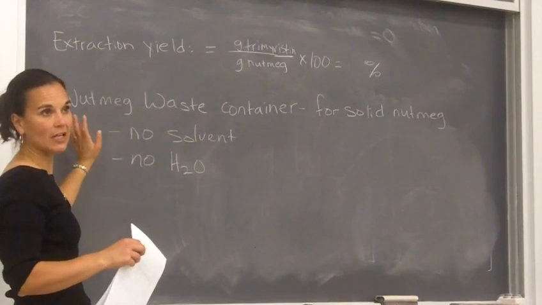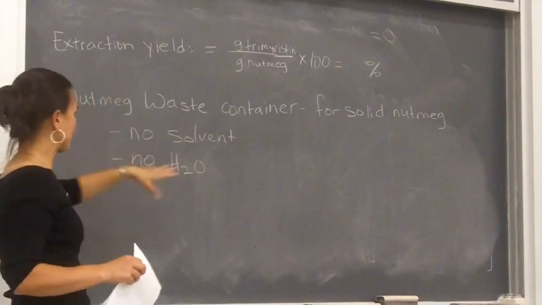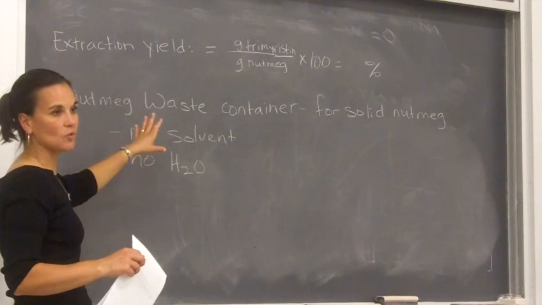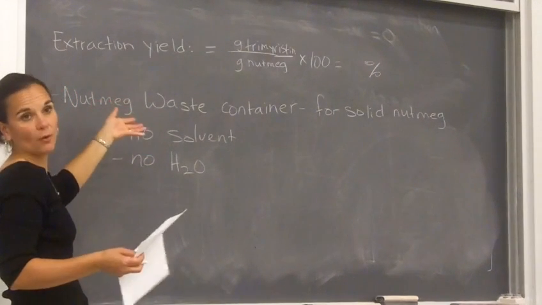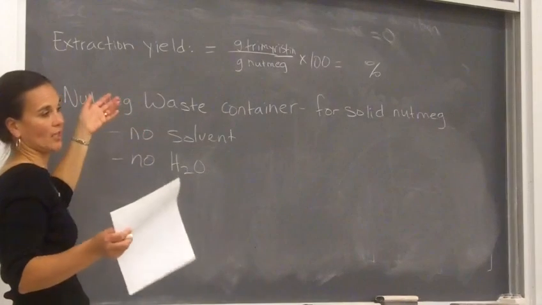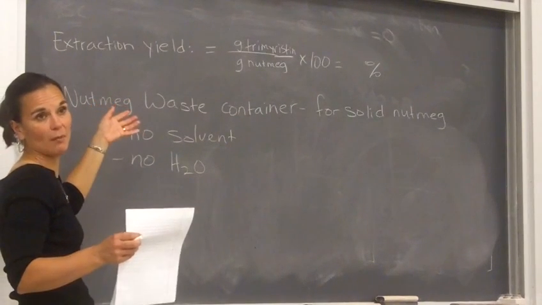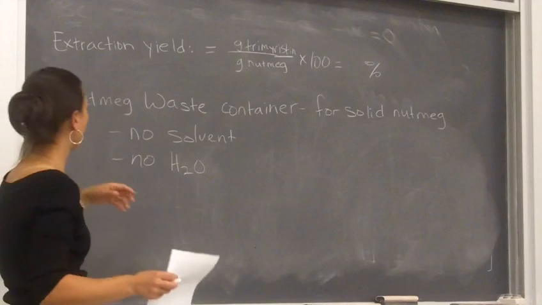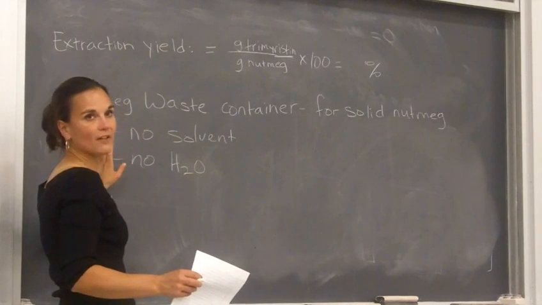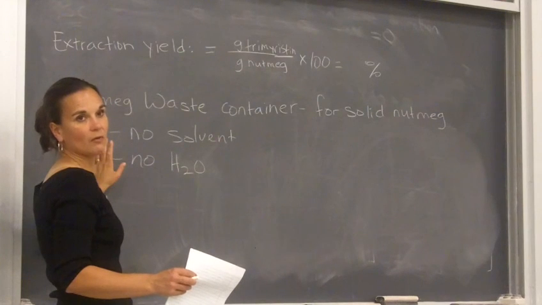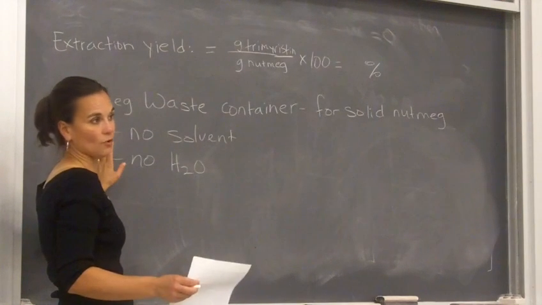The whole point of this container is what is contained in here is actually going to go in the garbage. We just need to let the ether fumes come off of the nutmeg, and then we can throw it away, because it's just like if we were cooking and we had too much nutmeg, we'd throw it in the garbage. Okay? So no solvent, no water in here. Otherwise, that prevents us from being able to dry out the nutmeg really easily and be able to throw it in the garbage really easily.